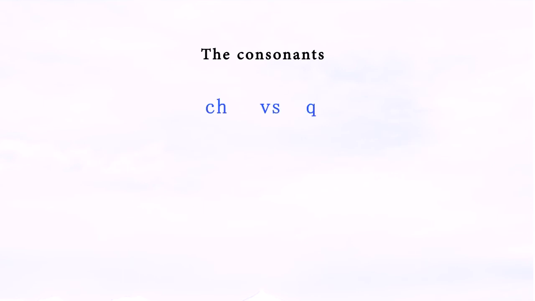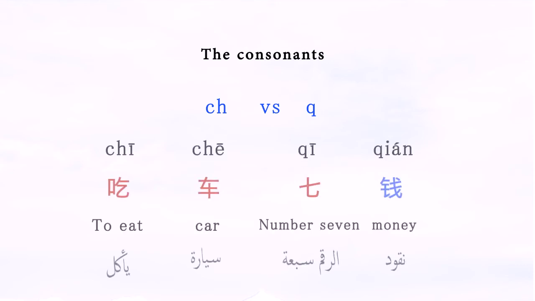CH versus Q. Those two sounds are very close too. The Q has the soft sound of CH and is also followed by the vowel I, like the word cheese in English, whereas CH has the hard sound like chat. Chi, che, qi, qian.